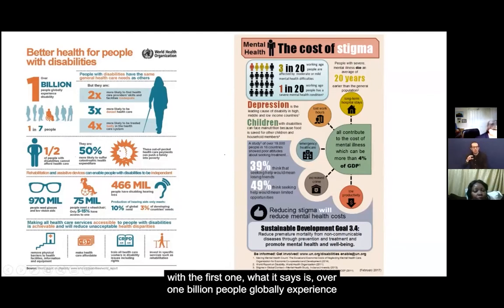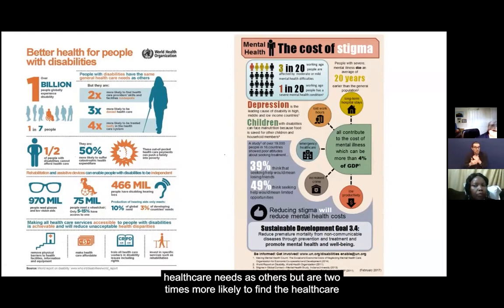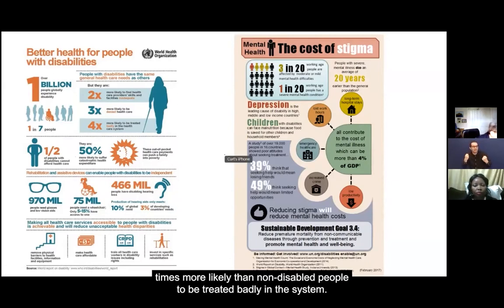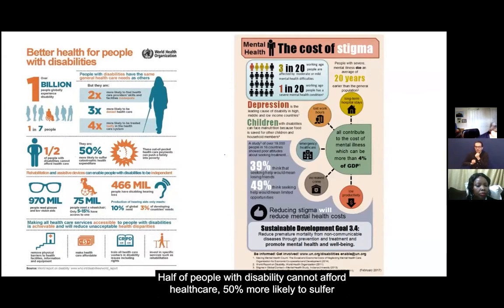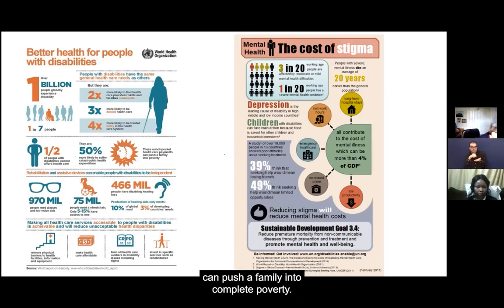Please, so what it says is over 1 billion people globally experience disability. That's 1 in 7. People with disabilities have the same general healthcare needs as others, but are 2 times more likely to find the healthcare providers' skills and facilities inadequate, 3 times more likely to be denied healthcare, and 4 times more likely than non-disabled people to be treated badly in the system. Half of people with disability cannot afford healthcare. 50% are more likely to suffer catastrophic health expenditure problems. These out-of-pocket healthcare payments can push a family into complete poverty.